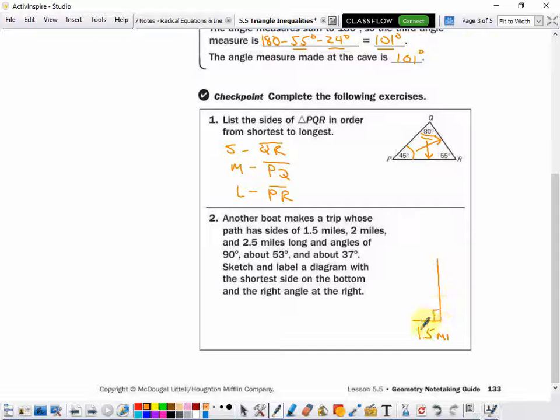Now that 90 is going to be the biggest angle, which means across from it is the biggest side. So that's 2.5 miles. Which means this one is 2 miles. Across from the smallest side is the smallest angle, so 37 degrees right here. And 2 is our medium side. Across from that is the medium angle, 53 degrees.